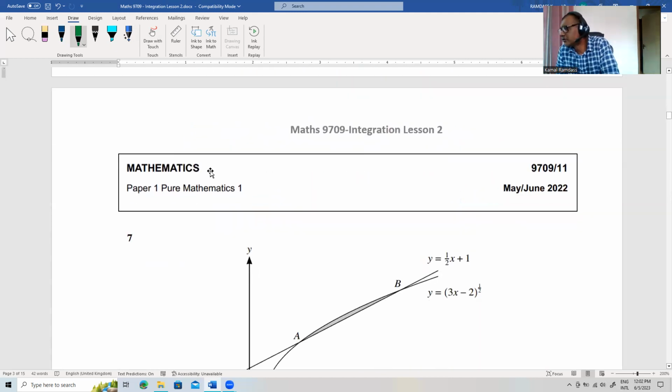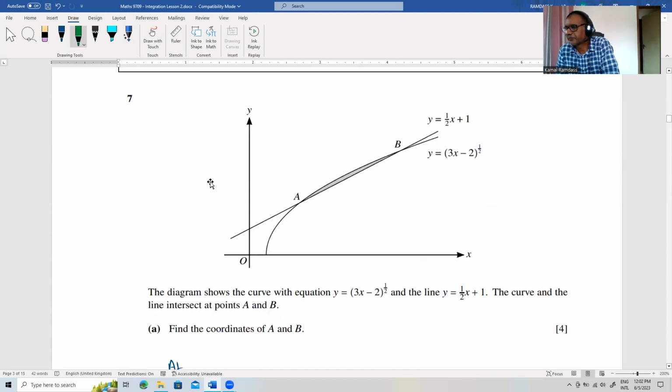Bon, May, June 2022, the diagram shows the curve with equation y is equal to 3x minus 2 to the power of half, ça curve là.